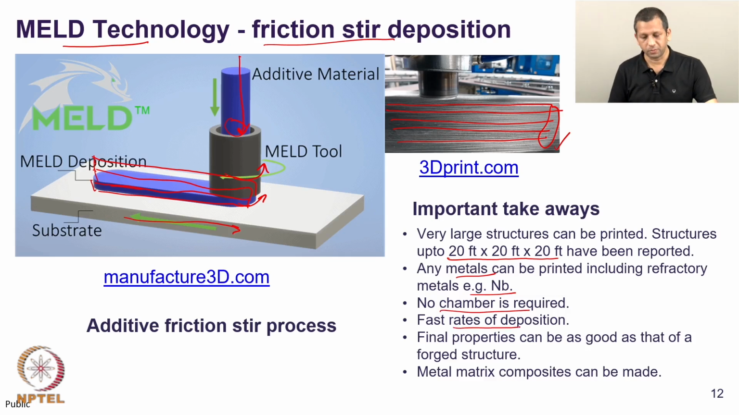There is fast rate of deposition because it depends only on the feedstock that we are using. The final property, as you can intuitively see, can be as good as that of a forged structure because the feedstock is going through a severe plastic deformation. Depending upon whether the feedstock is in pure form or some additional particles or fibers are also being added, metal matrix composites or similar composites can also be created.